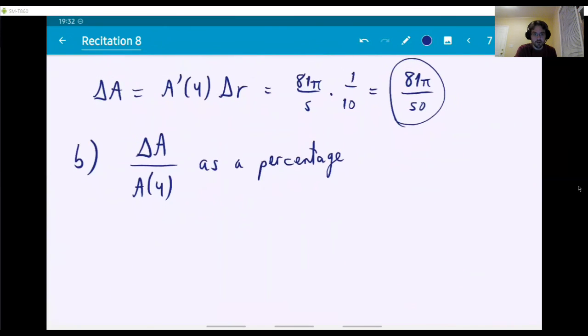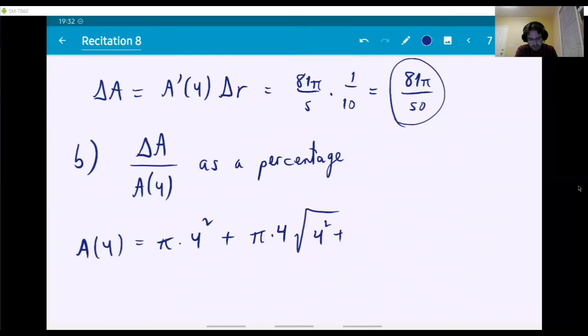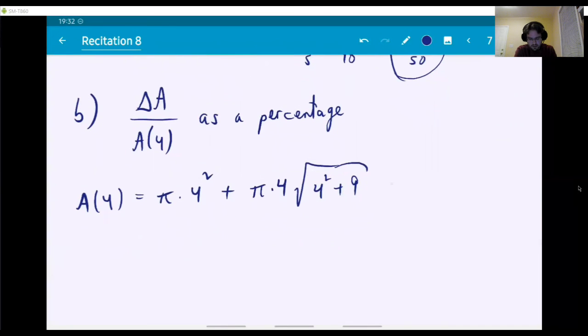We need to know A of 4. We never computed this one, actually. Remember, we only computed delta A, the approximation for delta A in this problem. So what is A of 4? Well, remember the formula for the A function was pi r squared plus pi times r times the square root of r squared plus 9. So if you find this, it's going to be 36 pi. You have 16 from here, and then 4 times 5 from here, 20. So it's 36 pi. This is A of 4.